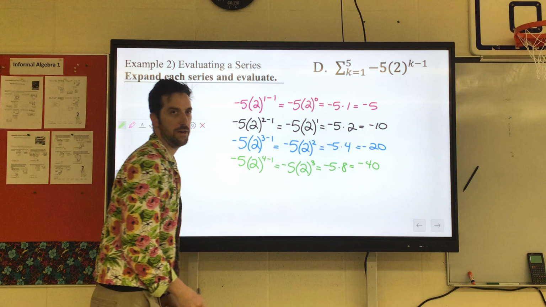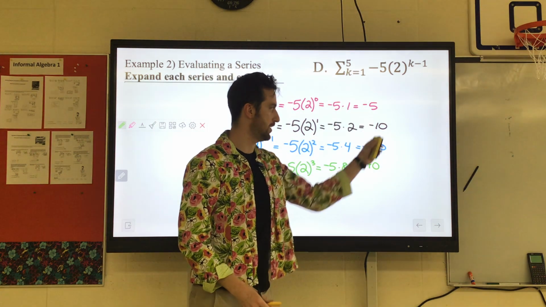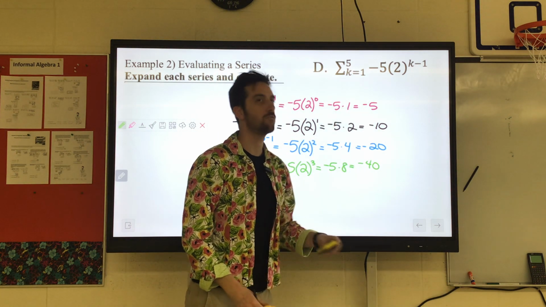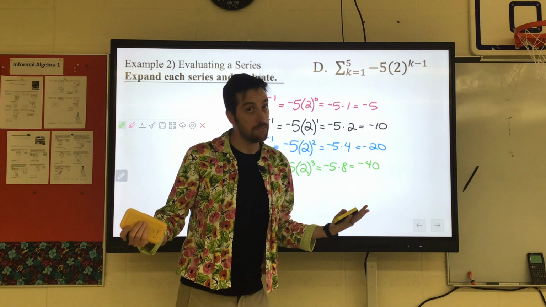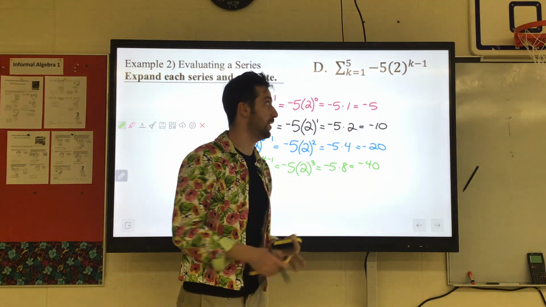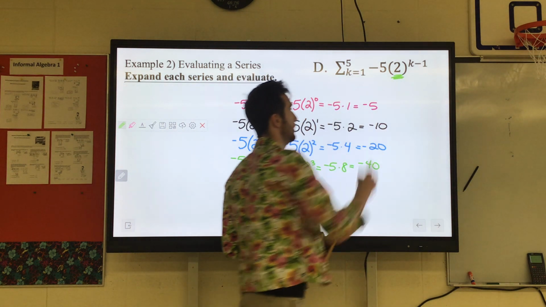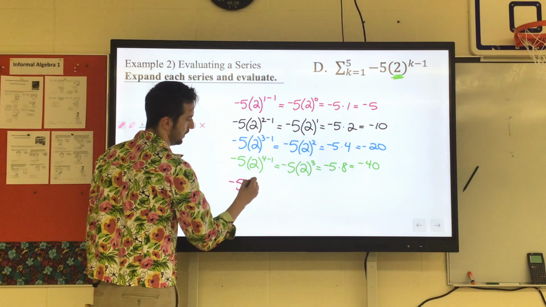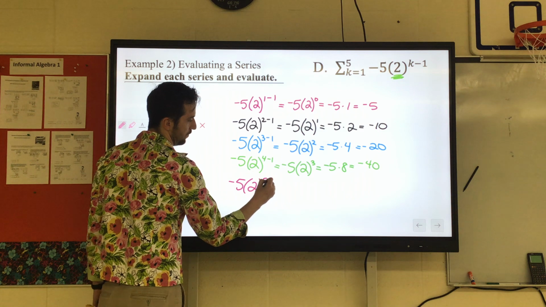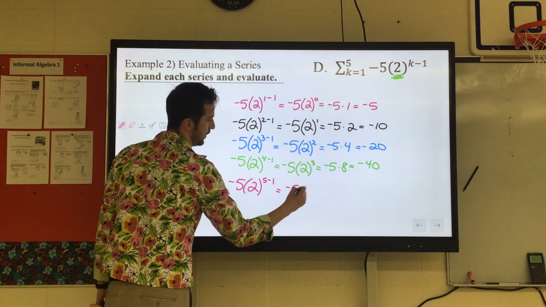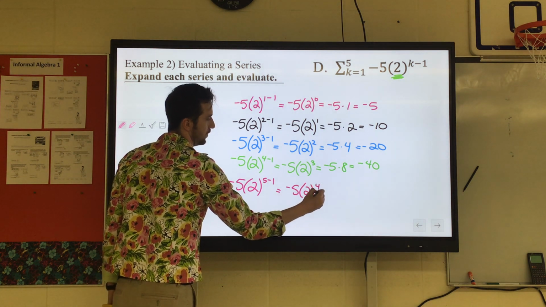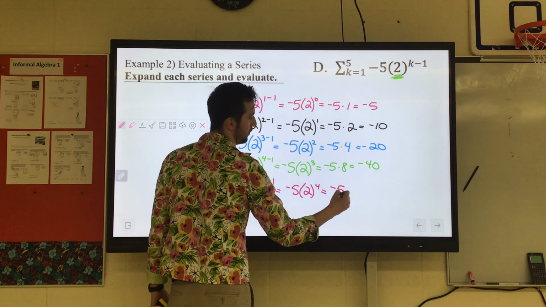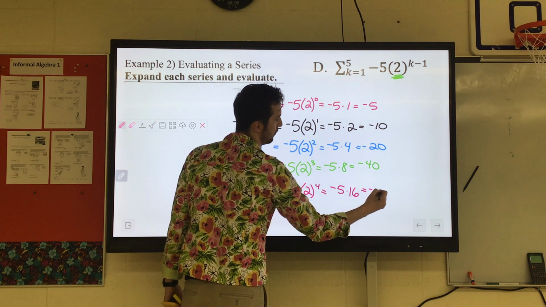Also, you might notice a pattern back here. Negative 5 to negative 10 to negative 20 to negative 40. The next one's probably negative 80, right? It's getting multiplied by 2. All right, that last term. 5 minus 1 is 4. 2 to the fourth is 16. Negative 5 times 16 is negative 80.